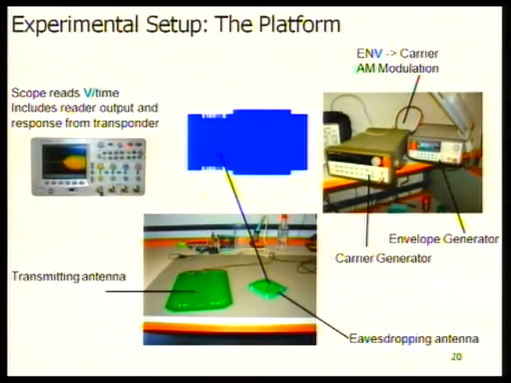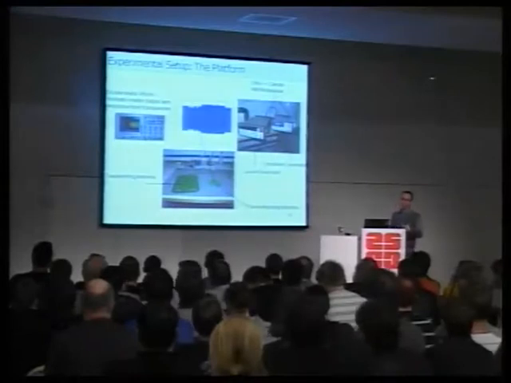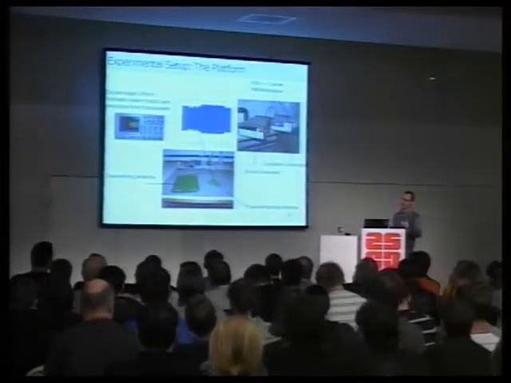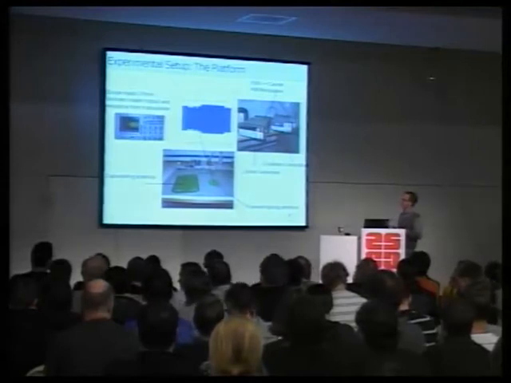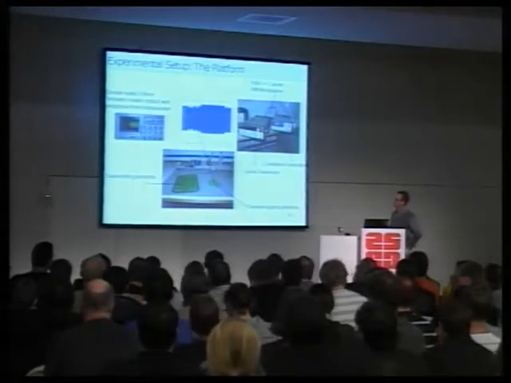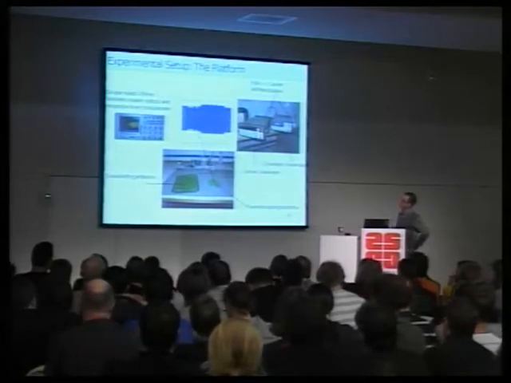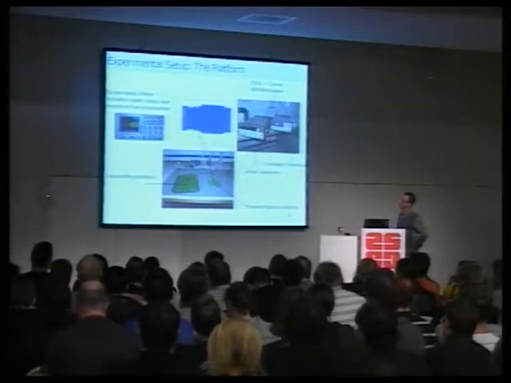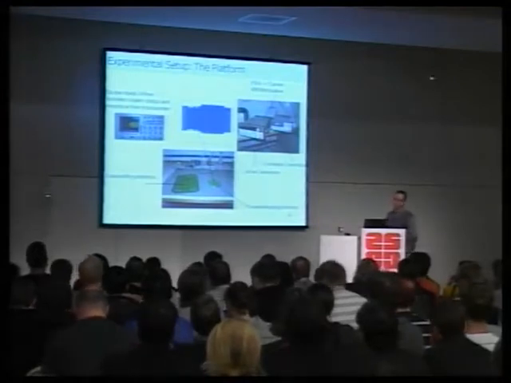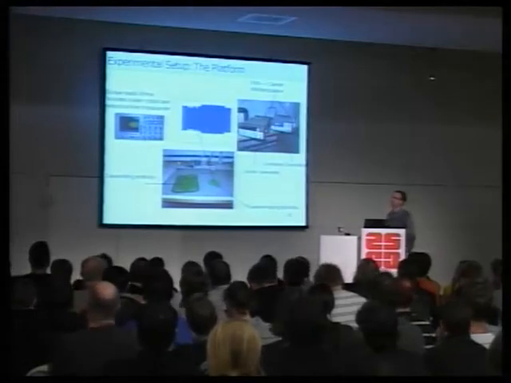So we built an RFID reader ourselves, which is just these two generators. One was used to generate the envelope of the signal, to implement the commands of the RFID reader. And the other one is the carrier generator that modulates and carries the data. Here we can see the transmitting antenna. Our signal from the generators was going to the transmitting antenna, and here we had an eavesdropping antenna. So we were able to record on oscilloscope the transmission, the physical layer of the RFID transponder.